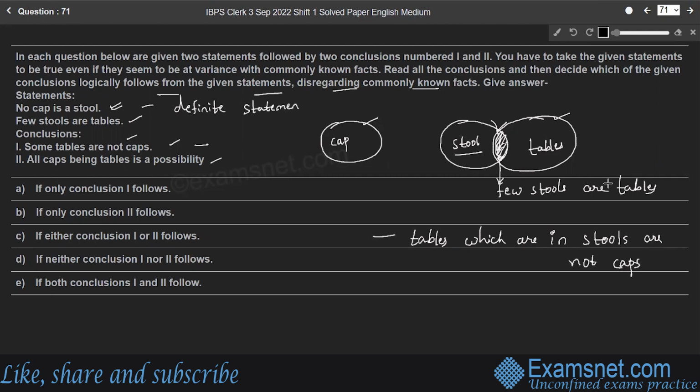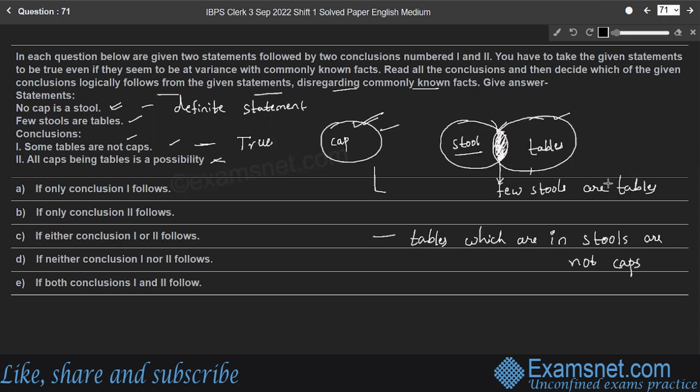That means strictly no cap is a stool, right? Therefore, the stool portion, where the table is included, is not caps. So the first conclusion is true. Some tables are not caps, right? Even if there is a possibility of caps being tables, this shaded portion is definitely not a cap. Therefore, some tables are not caps.